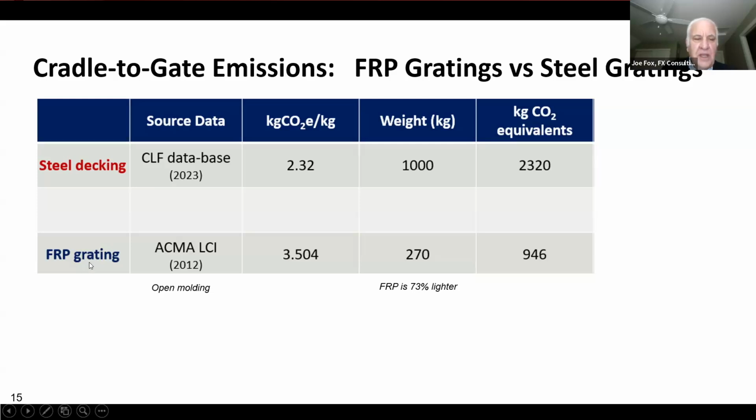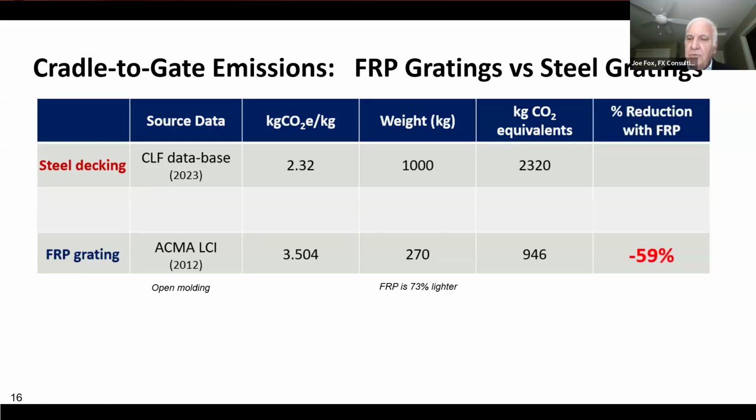Then I come down here for the FRP grating. I go into the ACMA LCI for 2012. I use the data for open molded composites, which is how Amoco Seasafe makes their gratings. A higher emission factor, multiply by 270. Why? Because FRP is 73% lighter. And when you do the math here, you get 946 kilograms of CO2 equivalents. And if you compare those two numbers, you will see that the number with FRP is 59% lower than the value for steel decking. 59%.